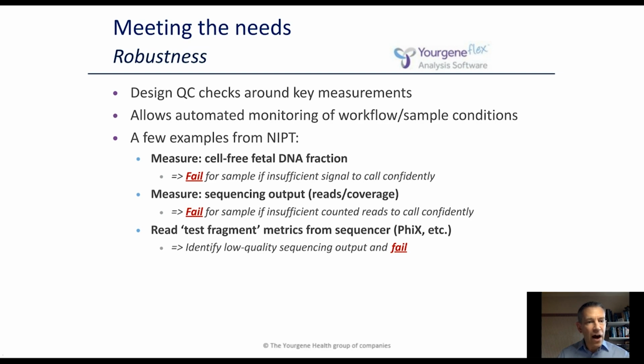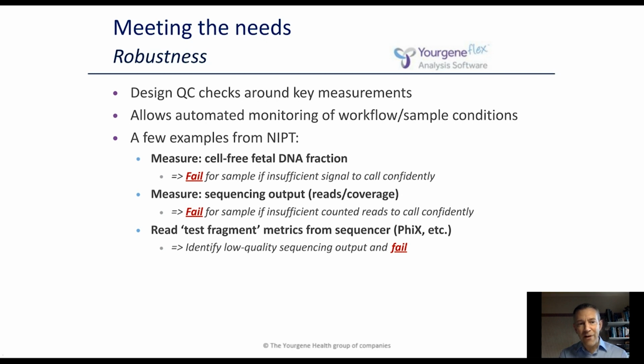And finally, robustness. Design QC checks around the key measurements so that you can identify when something goes out of band. It allows automated reporting of workflow and sample conditions. There are a few examples from NIPT here. Typically you would want to measure the cell-free DNA fraction and fail that sample if there is insufficient signal to call confidently. You'd also want to measure the sequencing output. Have you actually got enough reads to call confidently?